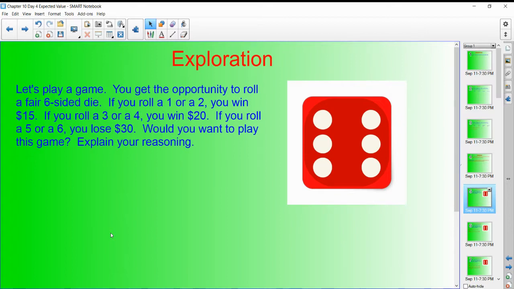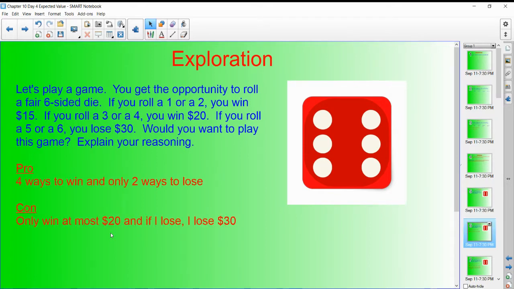Now, I want you to think about what are the pros, what are the cons of this game so far? What do we know? So one of the pros is there's 4 ways to win. I win if I get a 1, 2, 3, or 4, and there's only 2 ways to lose. A con is I can lose 30, but I can never win more than 20. And sometimes I only win 15.